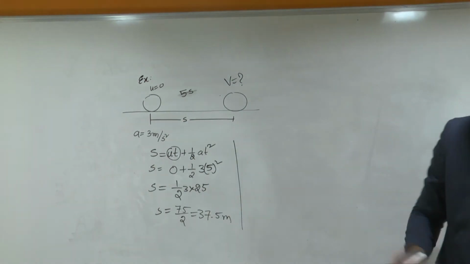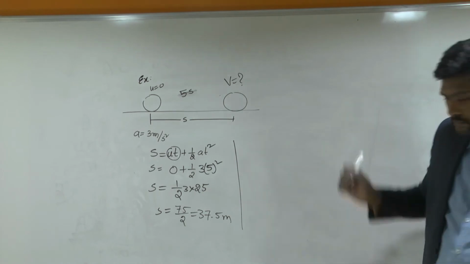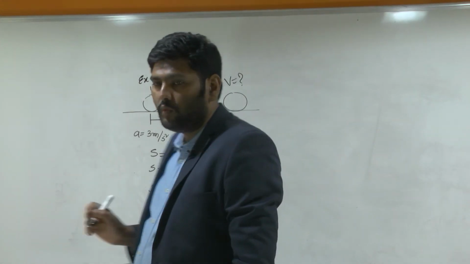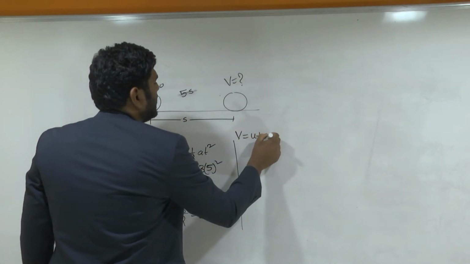Tell me the formula. V is equal to u plus at. Very good, excellent. V is equal to u plus at.